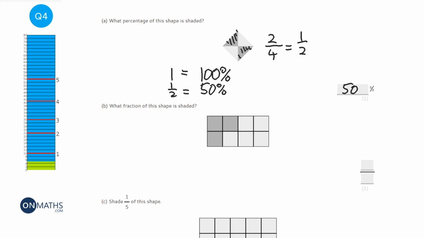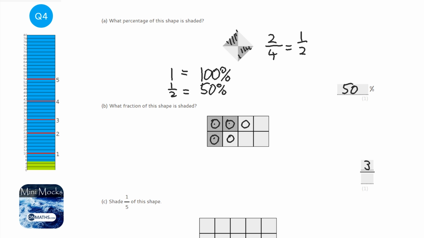Okay, the next question says what fraction is shaded. So we need to know two things. First of all, how many squares are shaded. So 1, 2, 3. So it'd be 3 over the total amount of squares. So there's 1, 2, 3, 4, 5, 6, 7, 8 squares.